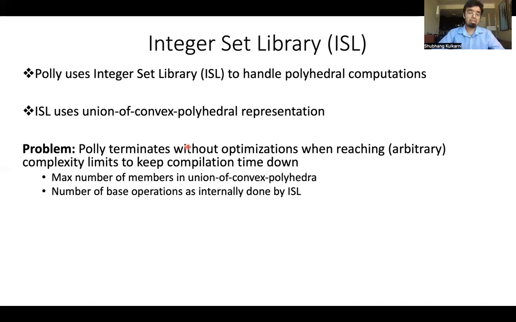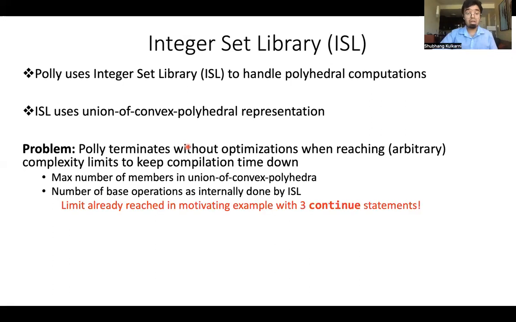And there are two such complexity limits. One is the maximum number of members in the union of convex polyhedra, which we saw can reach exponential, with a lower bound of being exponential in the number of non-equality constraints for such programs. And also there's an upper bound on the number of base operations as internally done by ISL. And this limit is already reached in the previous program with just 3 continuous statements.